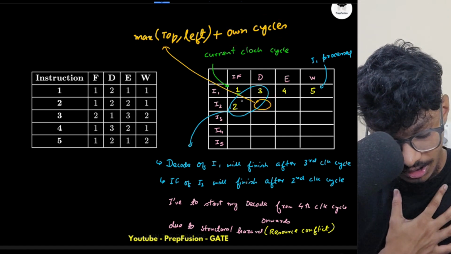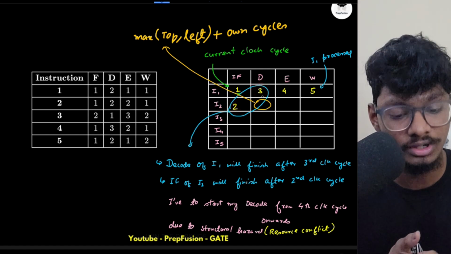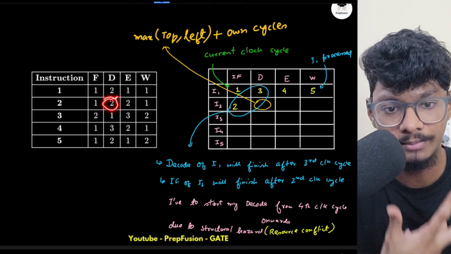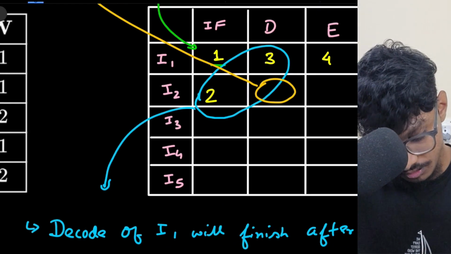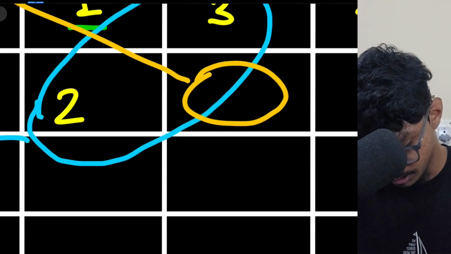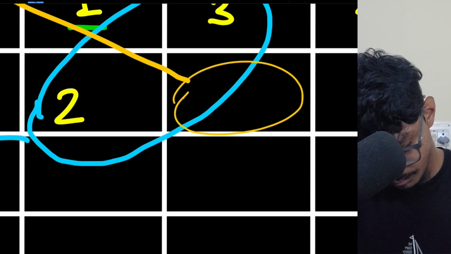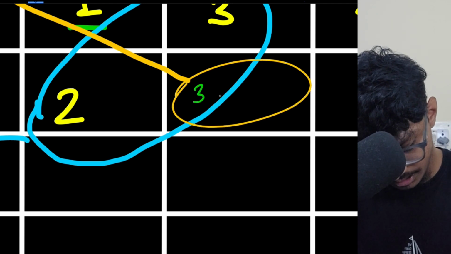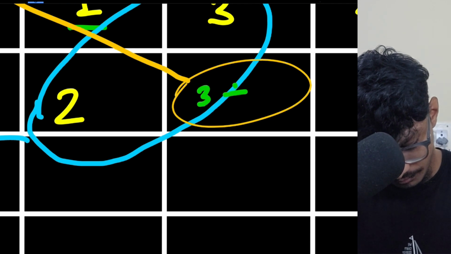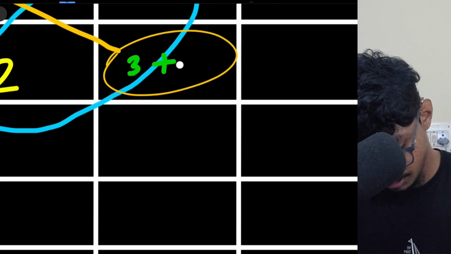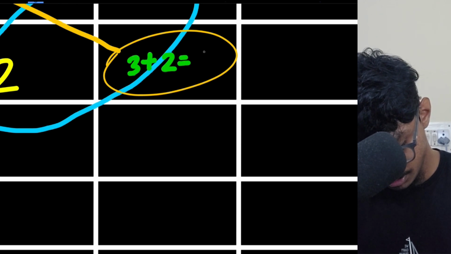So what will this value be equal to? Maximum of top and left is what? Maximum is 3. 3 plus its own number of clock cycles that it takes to complete that particular stage, which is 2. So 3 plus 2, this will be 5 actually. Three plus 2 will be 5.